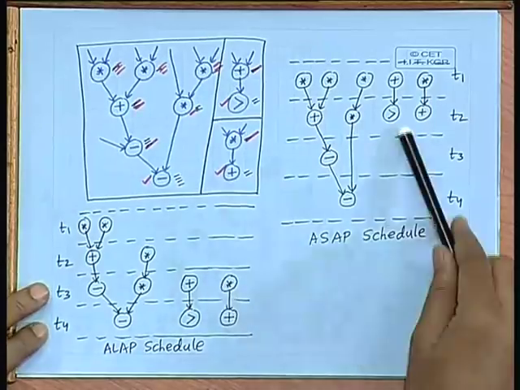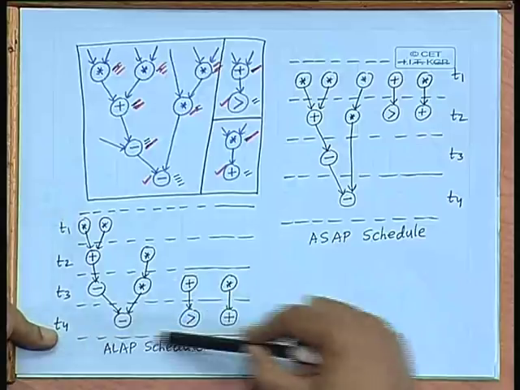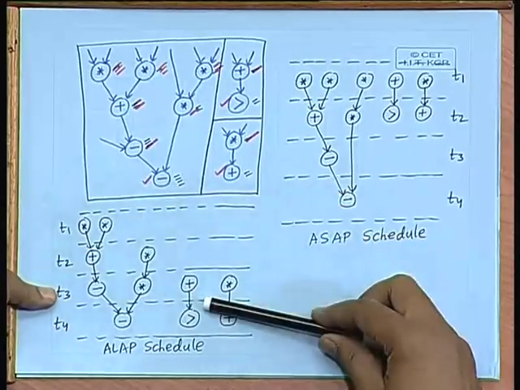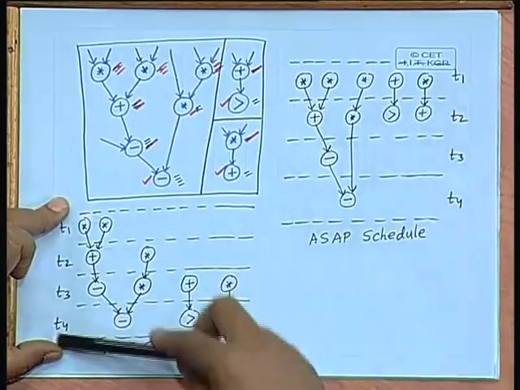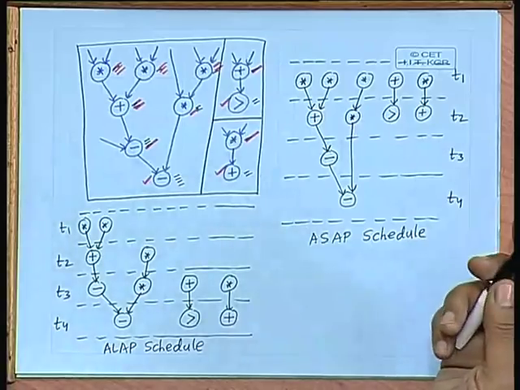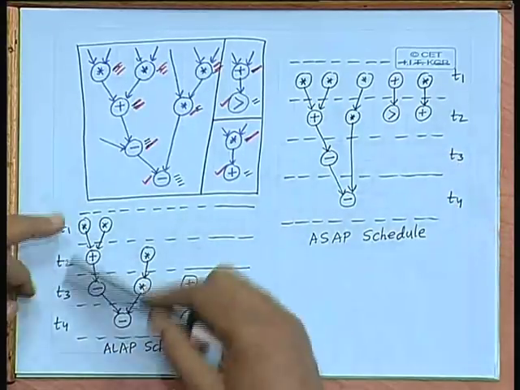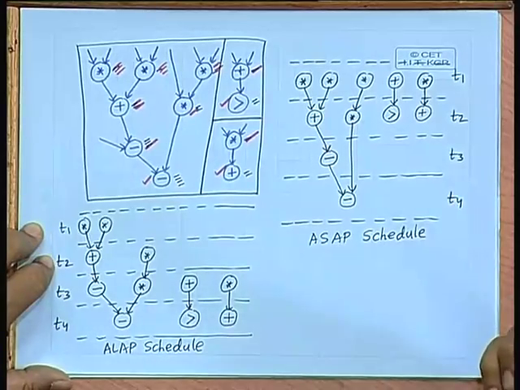So, you can see if you just compare these two with respect to the last time step, the operations have been pushed as far down the axis of time as possible. But in this example, both take the same amount of time. There can be some other examples, so we will see. If there are no resource constraints, the times will be the same. But if there are some resource constraints, you will see that this ASAP and ALAP may lead to different times.